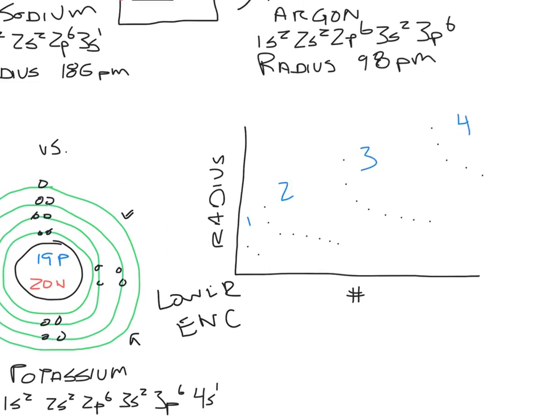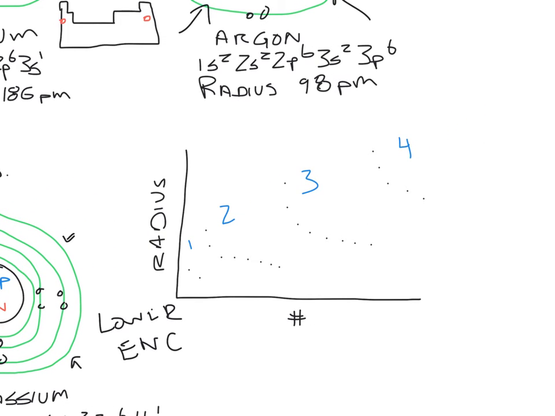This is why you get this spike that you observed at the start of every row. You go down, you add a new shell, that new shell now has more repulsion, and the radius increases. And then as you go across, you keep the same amount of repulsion, but you add protons, so the effective nuclear charge increases, making it smaller, and then you repeat this process in each row.